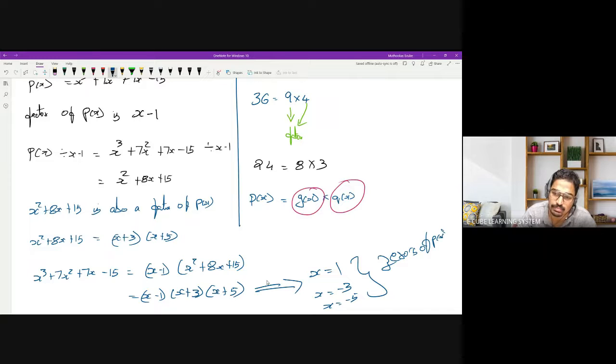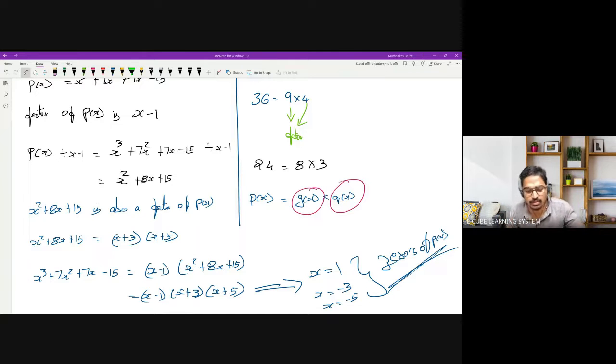And now, this is how we will find out the zeros of higher degree polynomials. If we know one of the factors, we will divide the polynomial with that factor. There we get another factor. We will factorize the newly obtained answer. Again, we will get smaller factors. From that, we can find all the zeros. Is it clear, everyone?